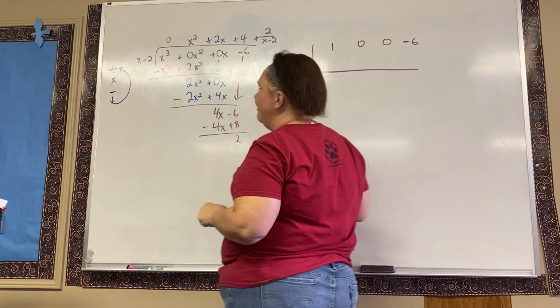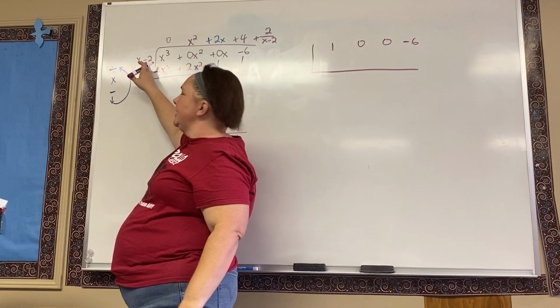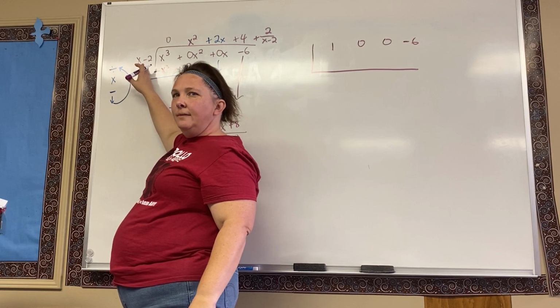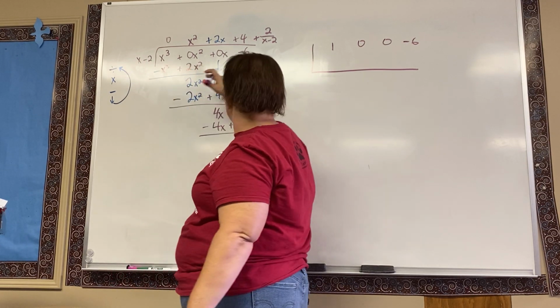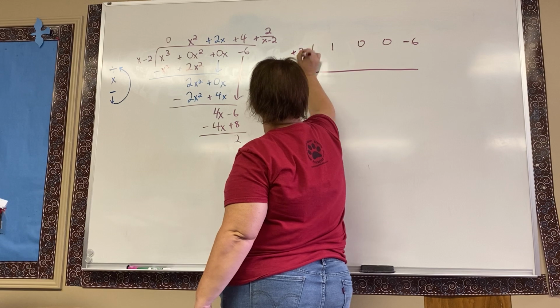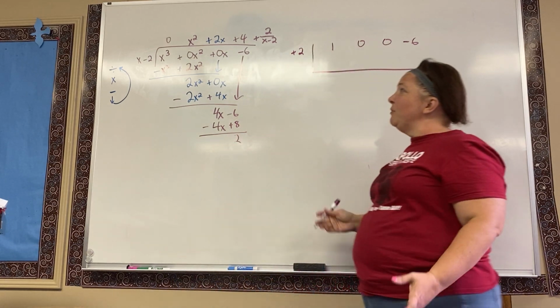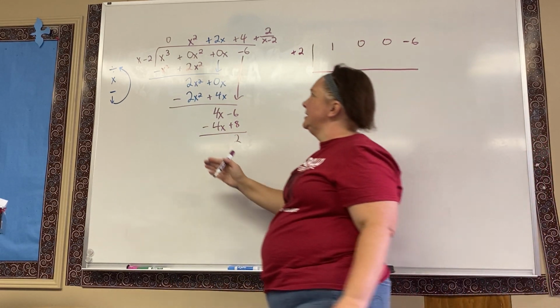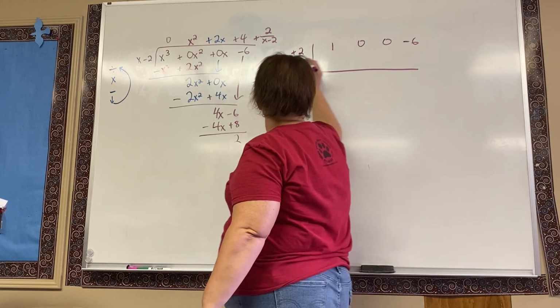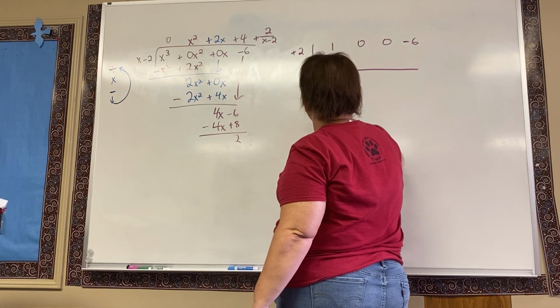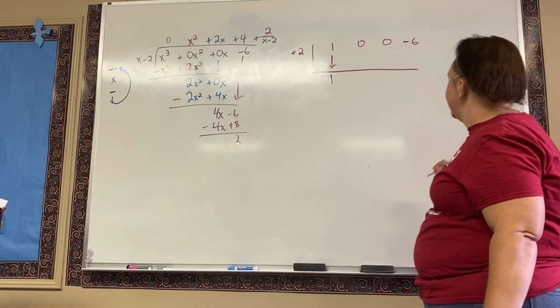And then every time when we were dividing, what did we keep doing? Changing the sign, right? So instead of calling that a negative 2, I'm going to call that a positive 2. Okay? And then what happens the first time, really? We just bring this down, right? 1.